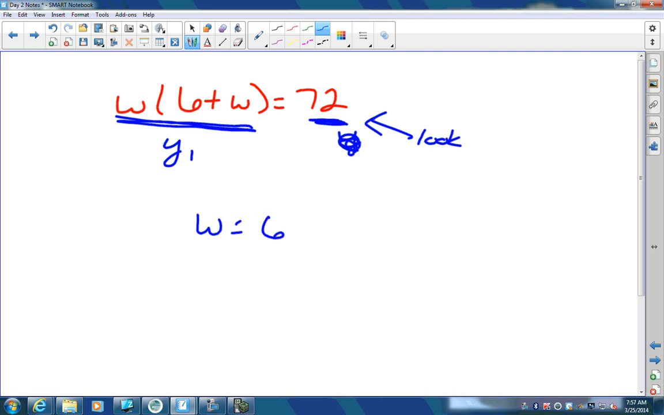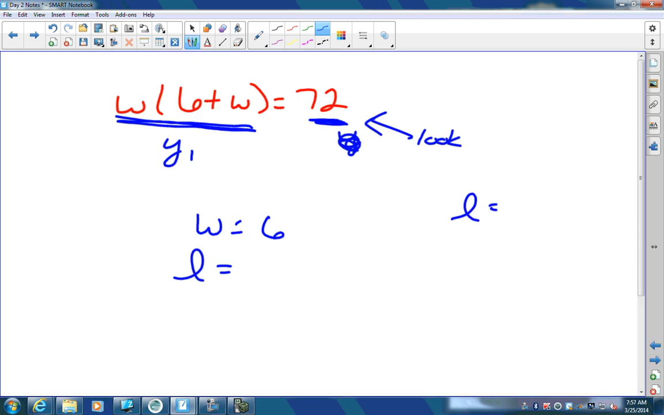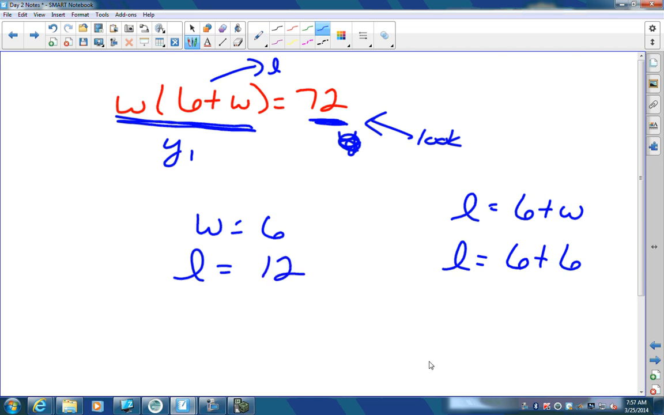Now, what's the length? Length's not 72. What did we say in the equation right here? The length is 6 plus W, right? Wasn't this part the length? So not 36. It's got to be 12. You're adding them together. Now, here's how you double check that.